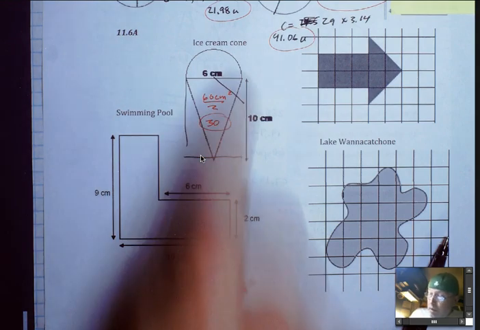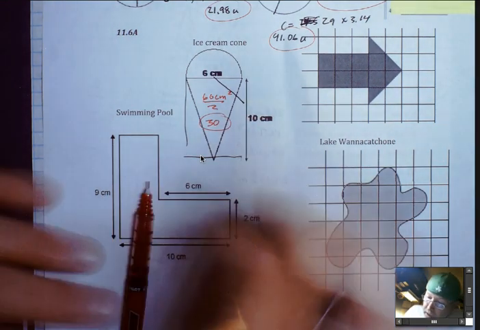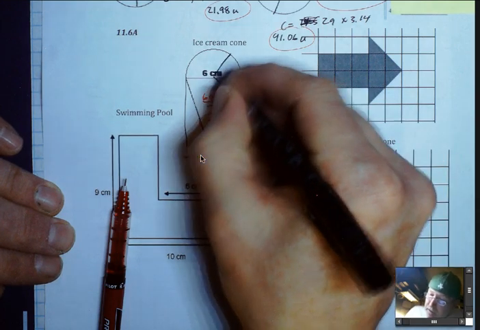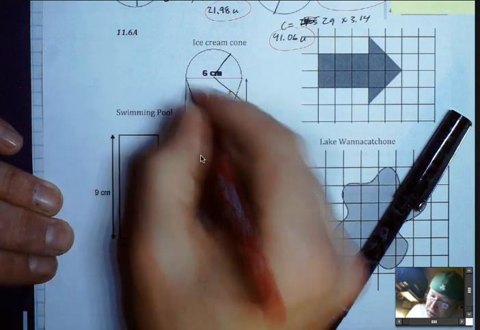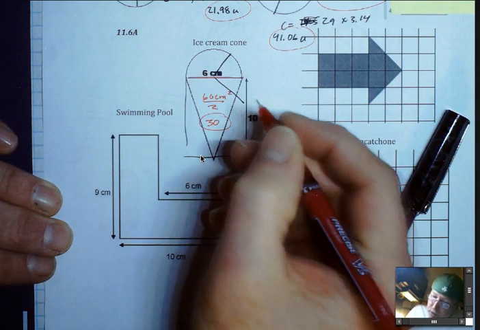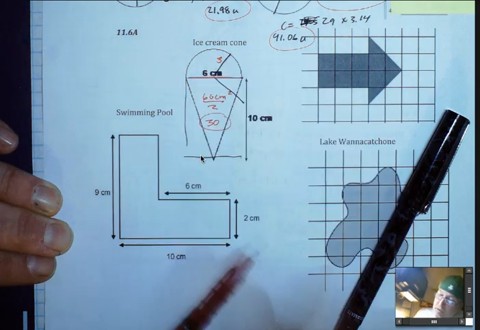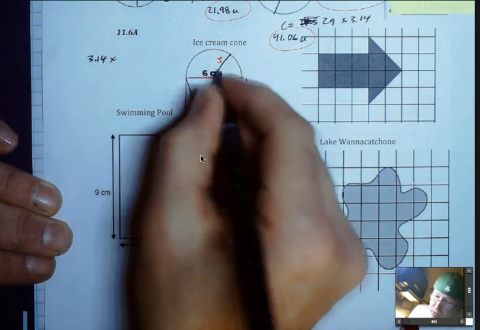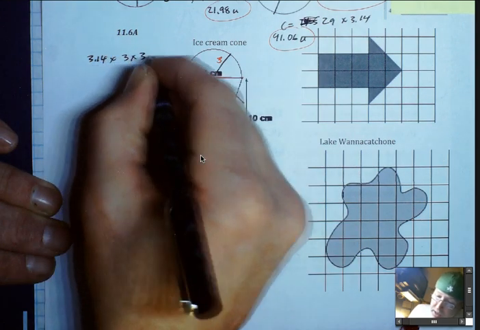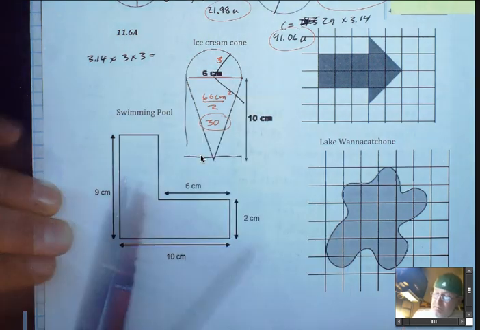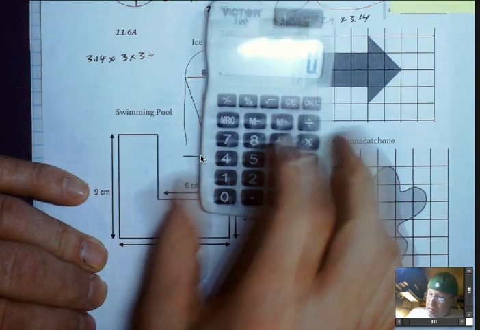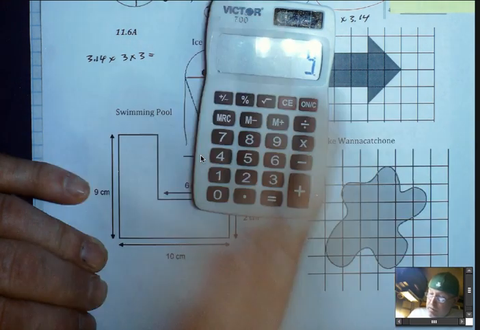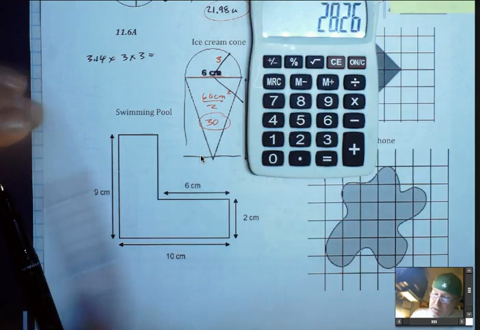We're going to have the same problem up here. So we have to find the area of this circle. Well, this is the diameter, which is 6, so the radius will be 3. So I'll figure out the area here. It'll be 3.14 times the radius, 3 times 3. That's going to equal 3.14 times 9, because that's what 3 times 3 is. I got 28.26.